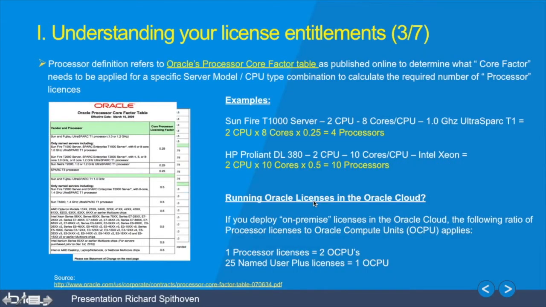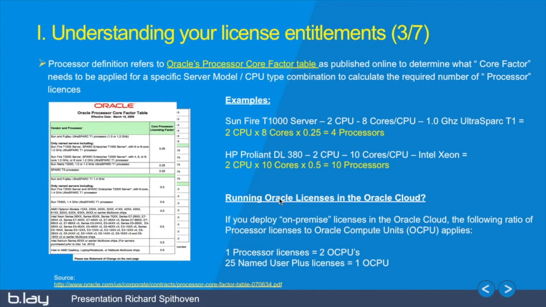Now, if you then move to that online document where the Oracle Processor Core Factor table is listed, that document will specify what specific core factors you need to take into account in order to determine the number of licenses. So, for example, if you go to that document, you will see that if you have a Sunfire T1000 server with 2 CPUs and 8 cores per CPU, in which the speed is 1 gigahertz and it is an UltraSparc T1 processor, only in that situation Oracle would say, okay, you need to determine the number of processors by making this calculation. Would you have an HP ProLiant machine, then the core factor is different, because for an Intel Xeon machine it is 0.5, whereas for UltraSparc T1 it is 0.25, and you see the calculation is different. So that is the first thing that you need to take into account.